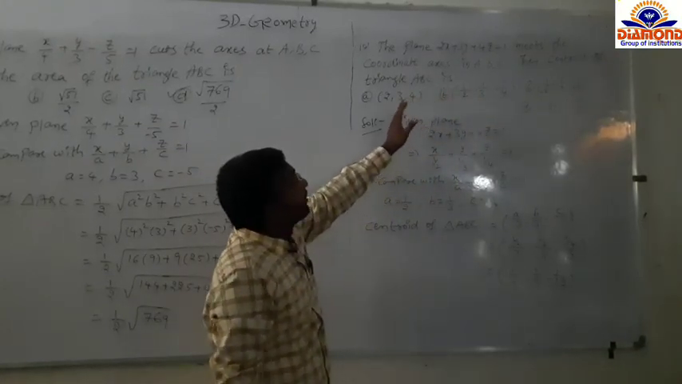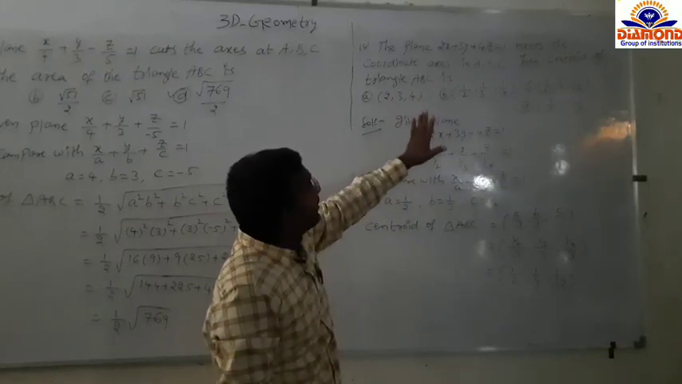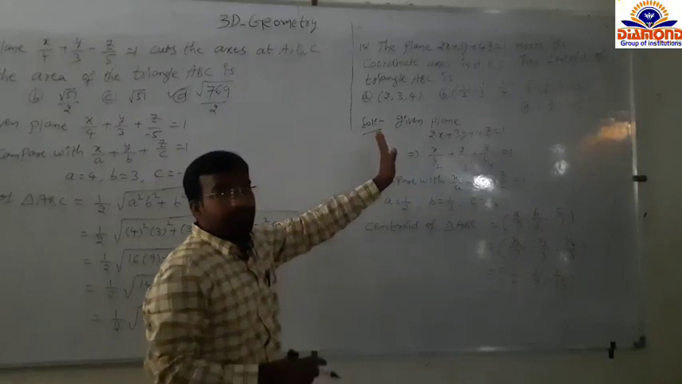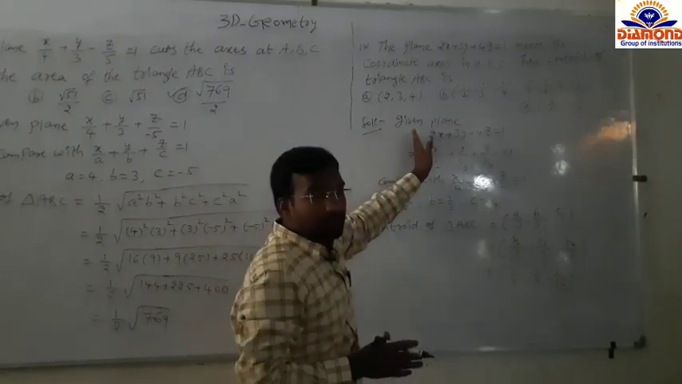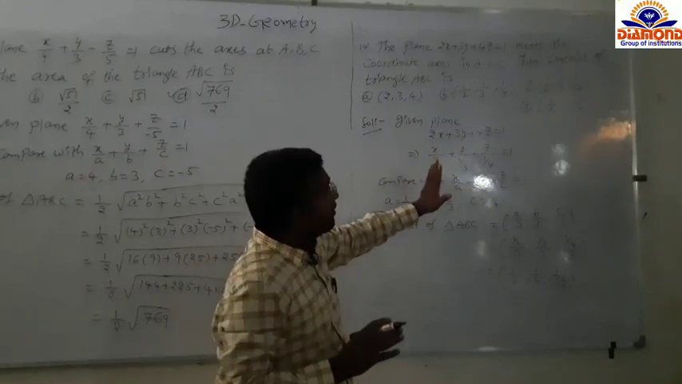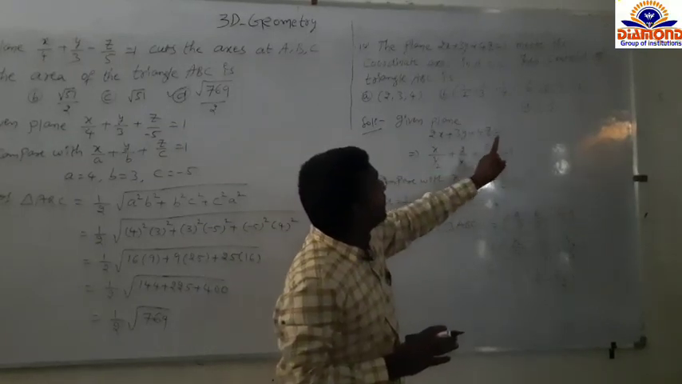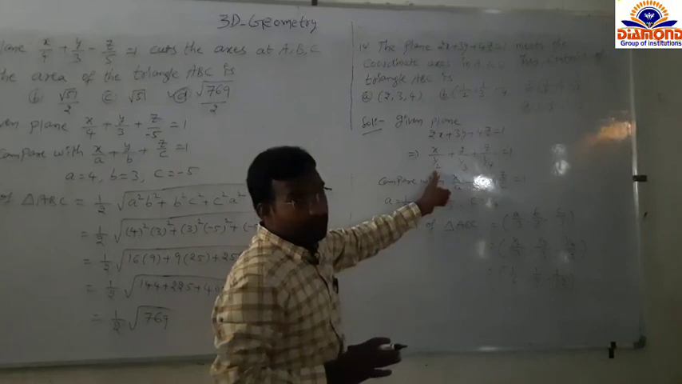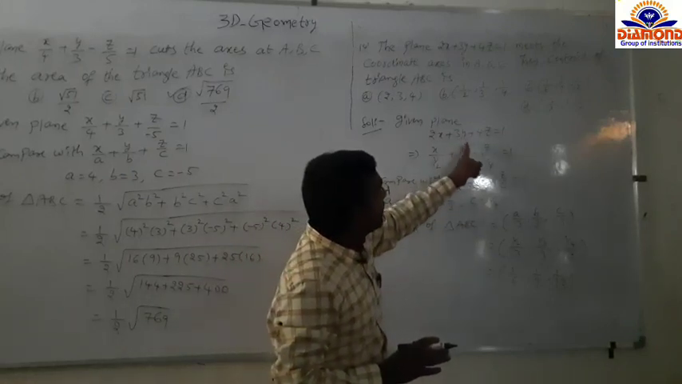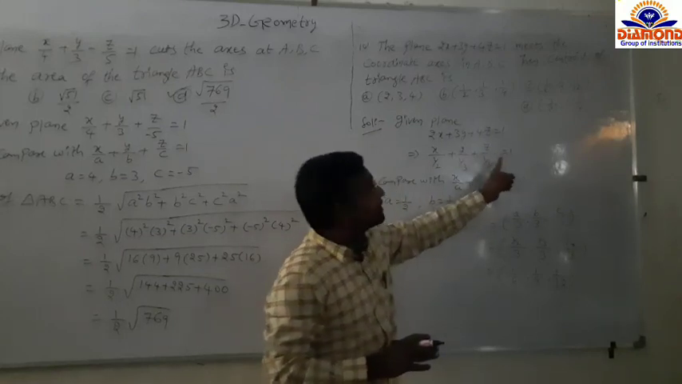So here a plane is given, and you have to calculate the centroid of the triangle ABC. This plane meets the coordinate axes in A, B, C. So first, convert the given plane to intercept form. The given plane is 2x plus 3y plus 4z equal to 1. So 2x can be written as x by 1 by 2, plus 3y can be written as y by 1 by 3, plus z by 1 by 4 equal to 1.